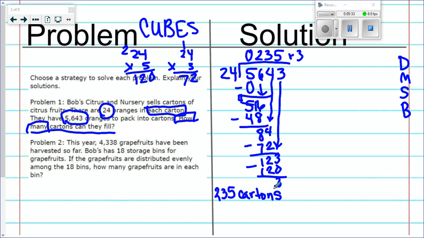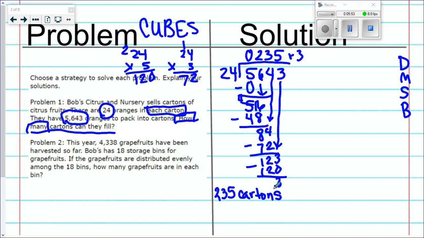Okay, so now we're going to take a look at our second problem. This year, 4,338 grapefruits have been harvested so far. Bob has 18 storage bins for grapefruits. If the grapefruits are distributed evenly among the 18 bins, how many grapefruits are in each bin?